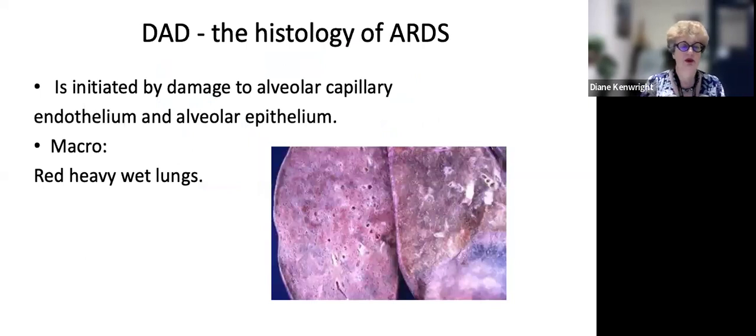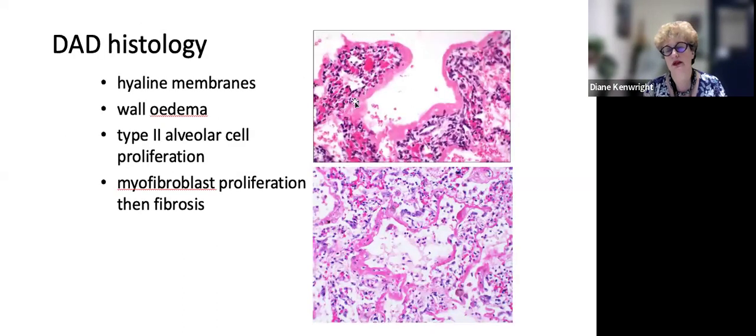So now we have diffuse alveolar damage. It's the histology that occurs when there's adult respiratory distress syndrome. And the primary underlying cause is damage to the alveolar capillary endothelium. Remember, it's damaged, so it pulls apart and lets all that fibrin-laden fluid through. And also the alveolar epithelium is damaged. And it gives rise to these red, wet, heavy lungs macroscopically. And microscopically, the fibrin condenses and lines the alveolar space. In addition, this is an inflammatory condition, so we get lots of inflammation in the wall of the alveoli.